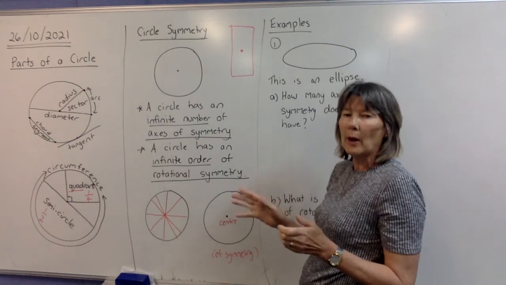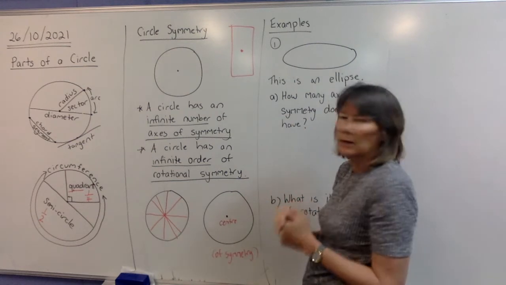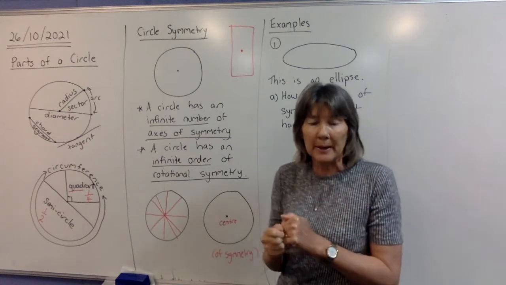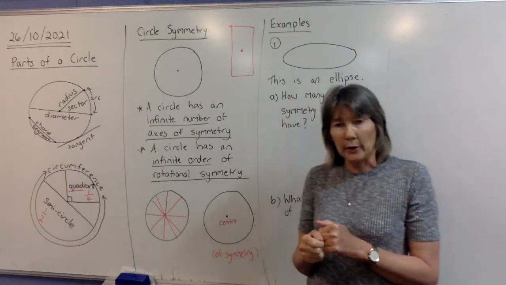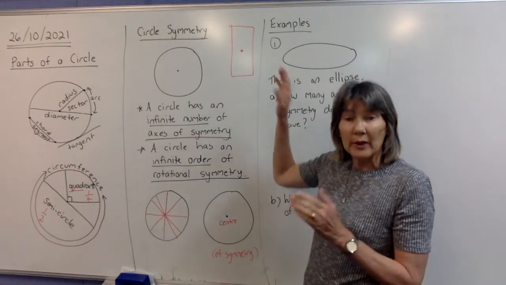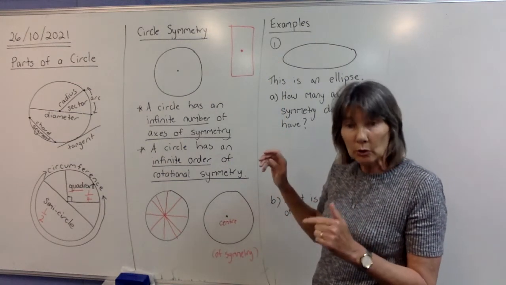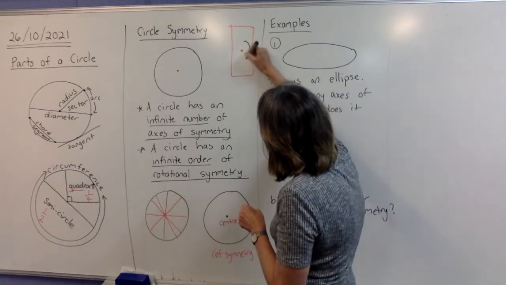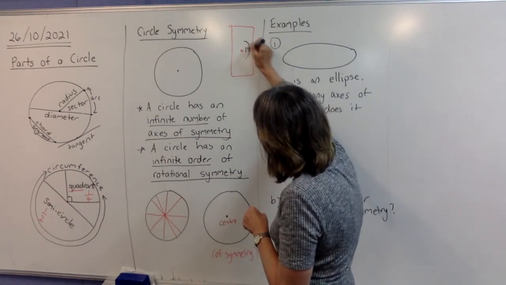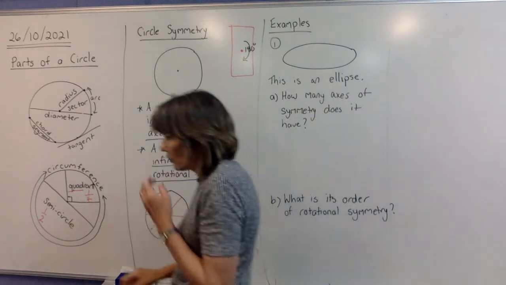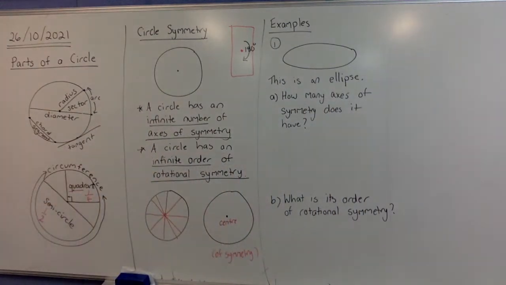If I spin all the way around 360 degrees, we know it's going to come back to itself after a 360 degree spin. But what I want to know is how many times we can spin within the 360 to make it still look like that. So for this one here, if I spin through 180 degrees, that shape will still look like itself. I'll just show you with a piece of paper.